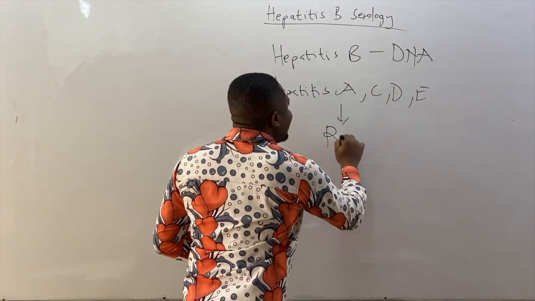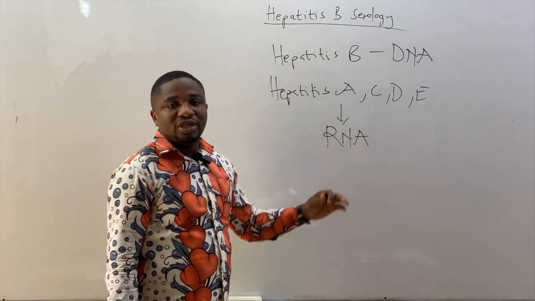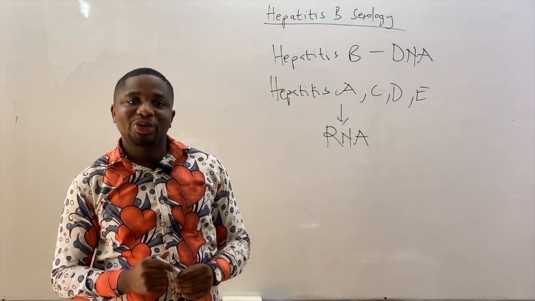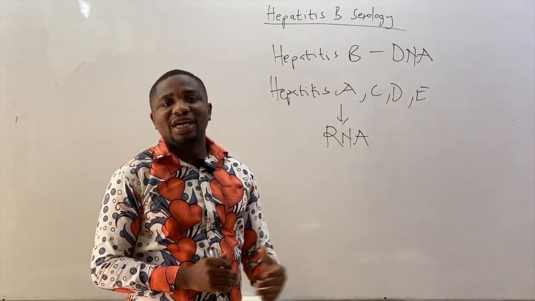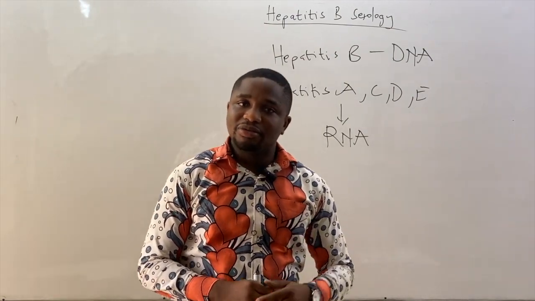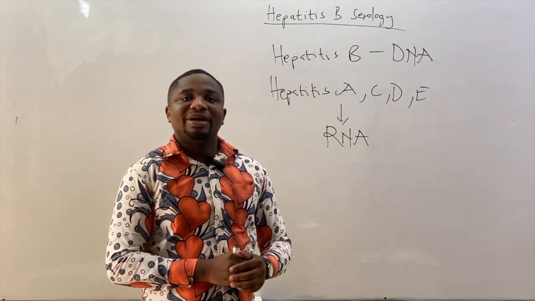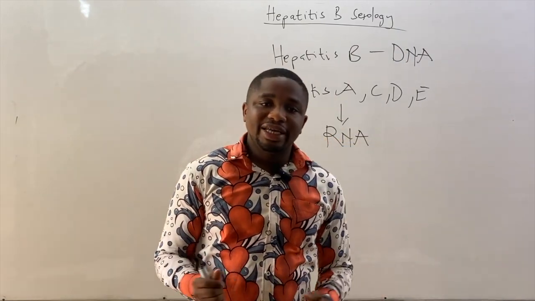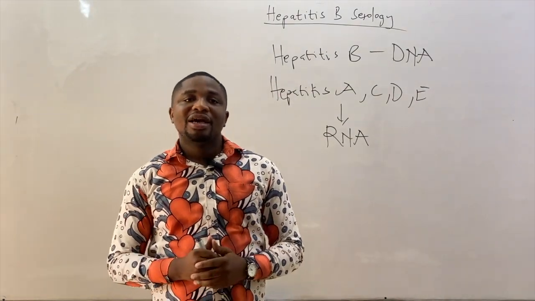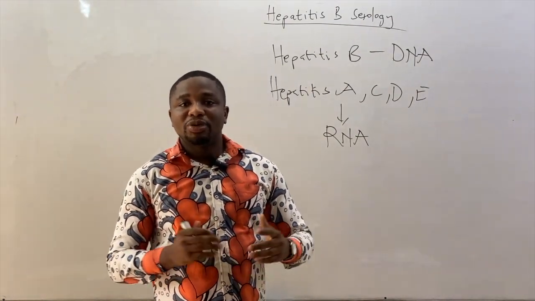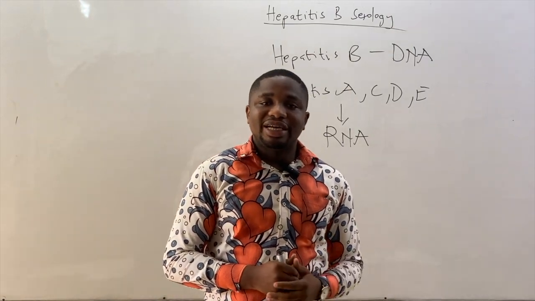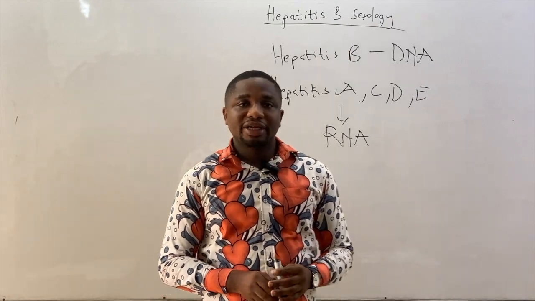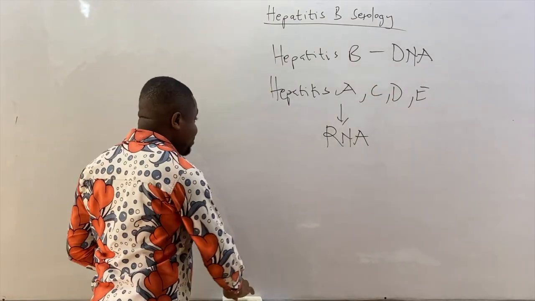They are RNA. So due to the complex morphology of hepatitis B, we are going to be looking at its serology, unlike the rest, which are RNA. So that's one key difference between hepatitis B and the other types. That's the hepatitis A, C, D, and E. Hepatitis A, C, D, and E are RNA. They possess RNA, whilst hepatitis B possesses DNA. Okay, let's delve into the serology.